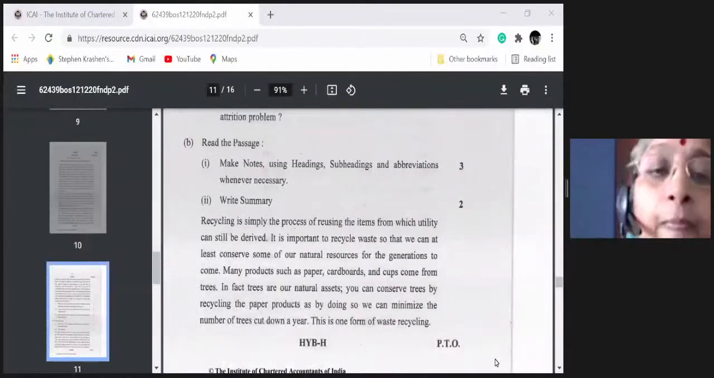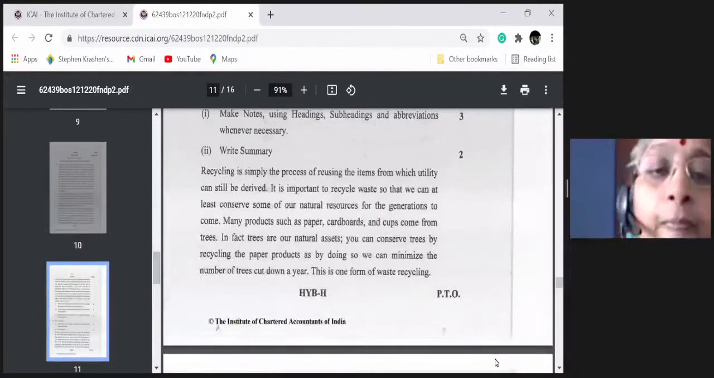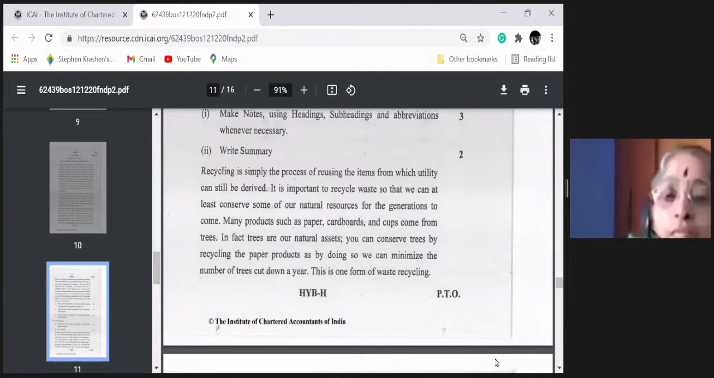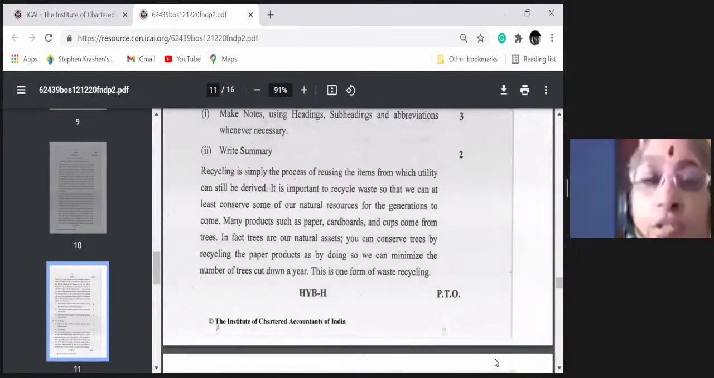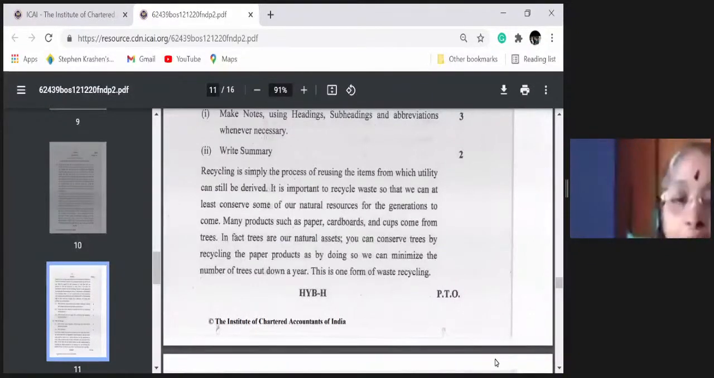So it reads like this: make notes using headings, subheadings, and abbreviations whenever necessary. That's for 3 marks. Write a summary, and that's for 2 marks. I am not going to read. I'll scroll it down paragraph wise so that it's easier for you to read. I'm going to give you 15 minutes because you're doing it by yourself now. The first paragraph, I will give you 1 minute, quick. I also read with you so that I know the time I give you is just enough. Now I'm going to move to the next one.